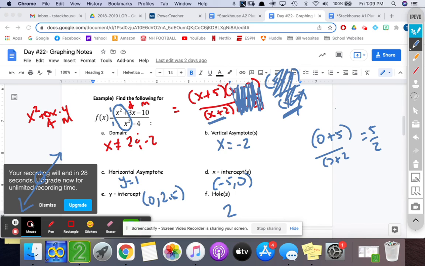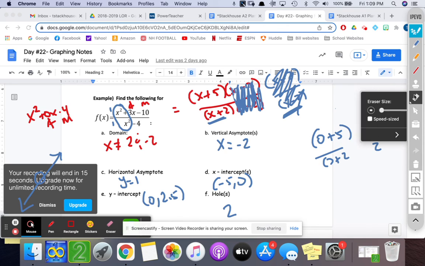All right, so we found some key info. The next video is going to be how you actually make the graphs. It was all about finding these 4 to 5 bits of info, and now we're going to put them on the picture. So the next video will be that.